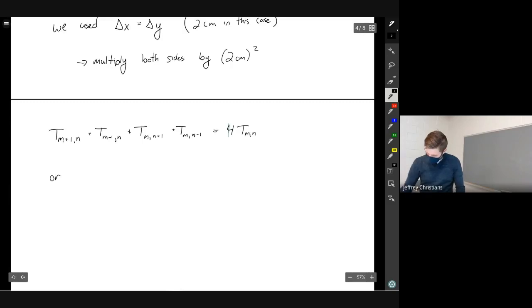Or, if we're solving for this, which is what we're trying to do, we're solving for the temperature at this discrete point, we get this super easy equation: T(m, n) equals T(m+1, n) plus T(m-1, n) plus T(m, n+1) plus T(m, n-1), all over 4.